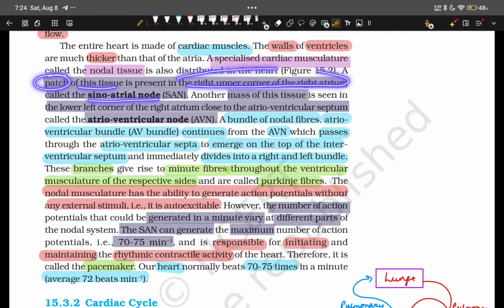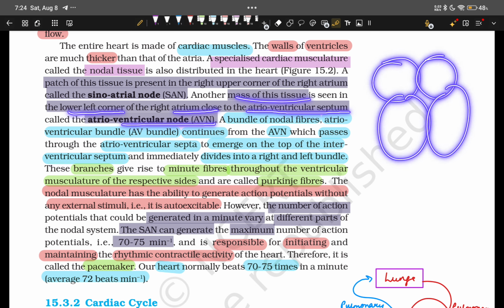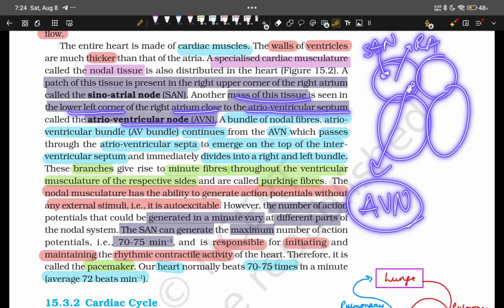This is called sinoatrial node, and the mass of this tissue present in the lower left corner of the right atrium close to the AV septum is called atrioventricular node, which means that if I form a chamber like this, 4 chambers, then on the upper right corner of the right atrium, this is the right atrium, we have SA node. And if I talk about the lower left corner, we have a mass of this tissue which is called AV node, and this AV node is near to the AV septum.